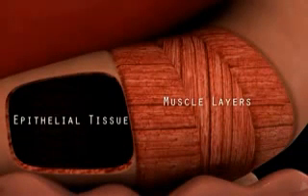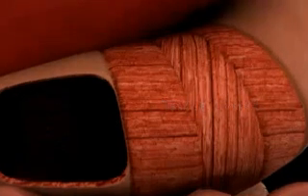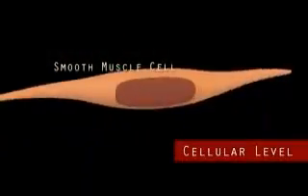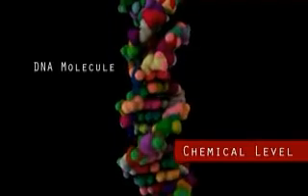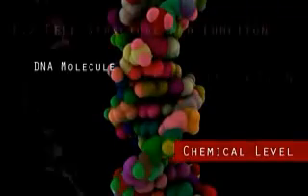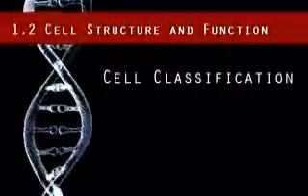Tissues are a group of similar cells that perform the same functions, such as the epithelial tissue and the smooth muscle tissue pictured here. Tissues are made up of cells, and a cell is the smallest unit of life. Finally, cells contain organelles and molecules, such as DNA. Let's examine a cell more closely.